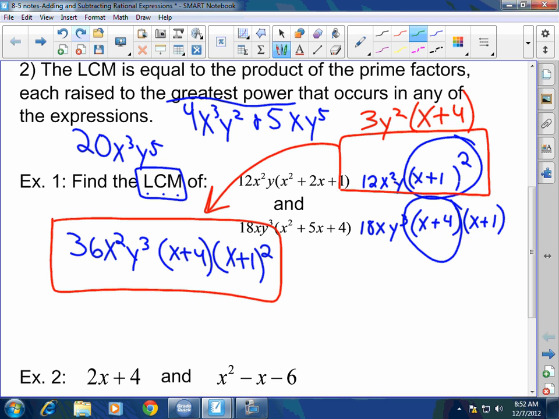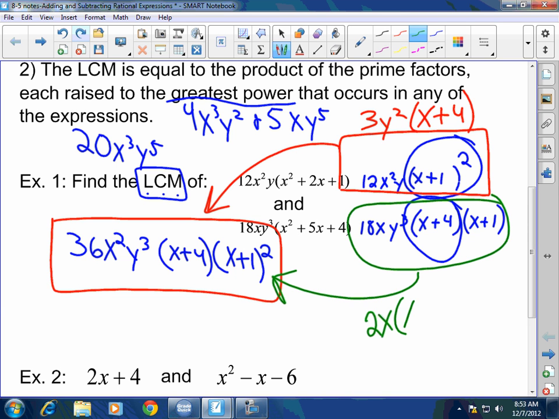What would I have to multiply to this to make it equal that? No. A 2, because 2 times 18 is 36. 1x. Nothing on the y. How many x plus 1s do I have? How many do I need? So I need 1 more.